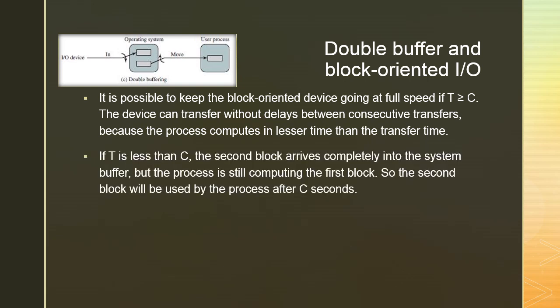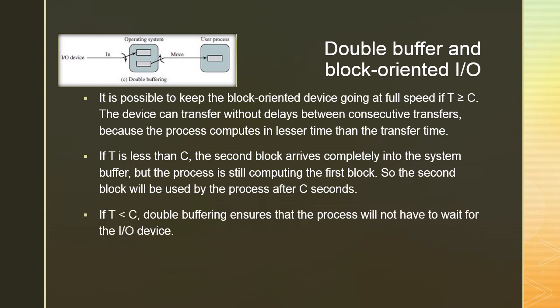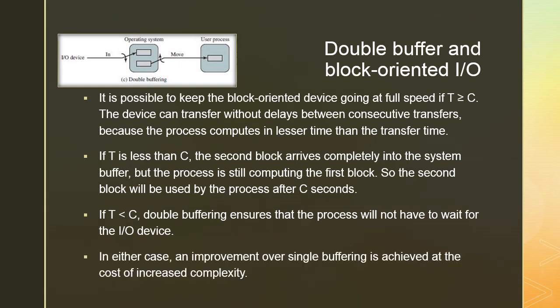If T is less than C, the second block arrives completely into the system buffer, but the process is still computing the first block. So the second block will be used by the process after C seconds. If T is less than C, double buffering ensures that the process will not have to wait for the I/O device. The data will be ready because the process is taking longer in computation. In either case, an improvement over single buffering is achieved at the cost of increased complexity.